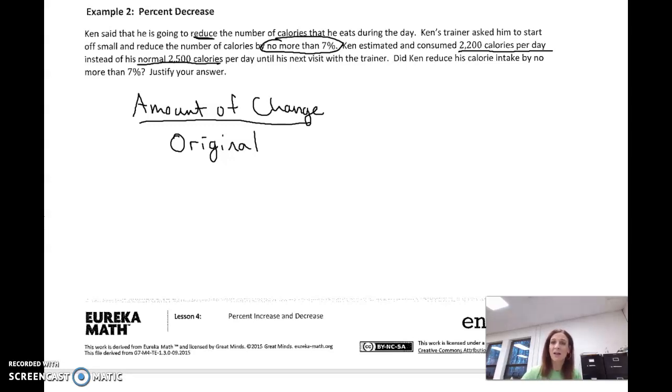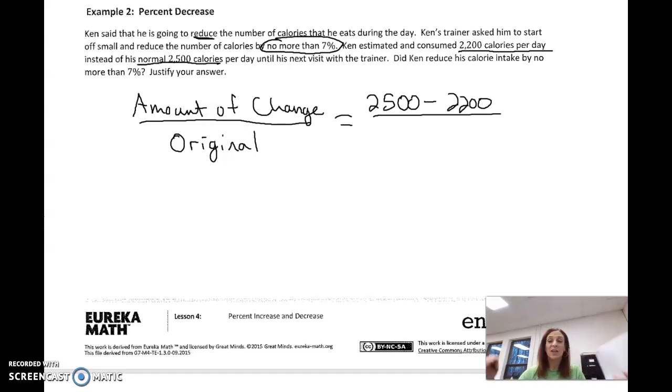Did he reduce his calorie intake by no more than 7%? Okay, well, if we use our formula here, amount of change divided by original, how much did he change the number of calories he takes? Well, we can find that out by subtracting. This is going to be, remember, the amount of change. It's not saying he's changing it by 5 or whatever. They're giving us both numbers, right? So you just subtract them to figure out how much it changed. And then what is the original amount?